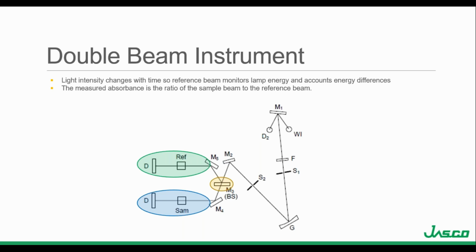Dual beam instruments differ from double beam instruments because the reference and sample beams are collected by two separate detectors in a dual beam instrument, rather than the same detector in the double beam instrument. All 5 V-700 series models offered by JASCO are double beam instruments.